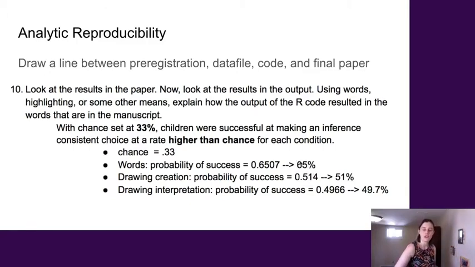Now I'm going to look through this code and find an output where the probability of success is 0.65. And then they found it. They were then able to draw a line between the percentages that are presented in the article and the R outputs that they saw. And this is on the basis of 2 or 3 weeks of training in R, right?